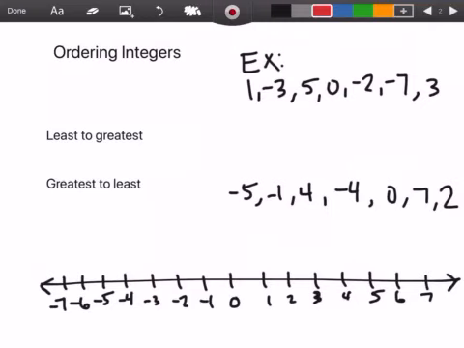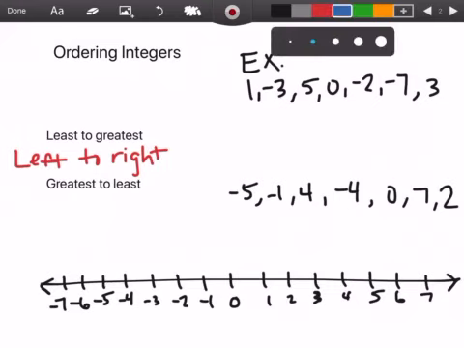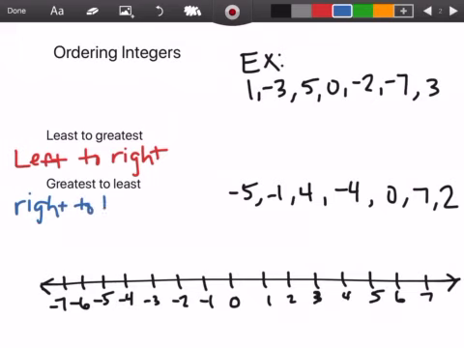All right, when ordering integers, we will either be asked to go from least to greatest or greatest to least. So I like to use number lines. Least to greatest means we're going from the left side of the number line to the right side. And greatest to least is from the right to the left. Okay, so again, least and greatest.